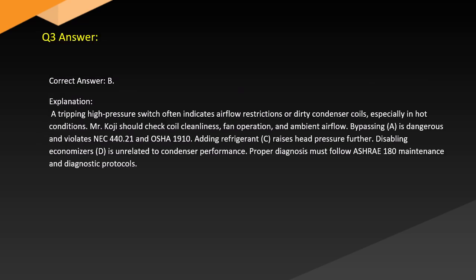Answer. Correct answer: B. Explanation. A tripping high-pressure switch often indicates airflow restrictions or dirty condenser coils, especially in hot conditions. Mr. Koji should check coil cleanliness, fan operation, and ambient airflow. Bypassing is dangerous and violates NEC 440.21 and OSHA 1910. Adding refrigerant (C) raises head pressure further. Disabling economizers (D) is unrelated to condenser performance. Proper diagnosis must follow ASHRAE 180 maintenance and diagnostic protocols.